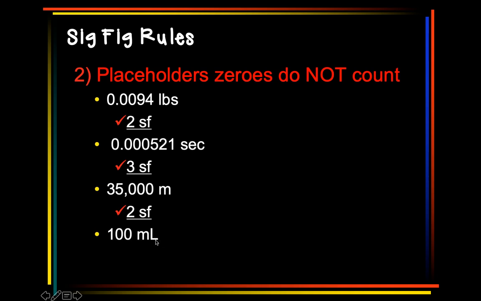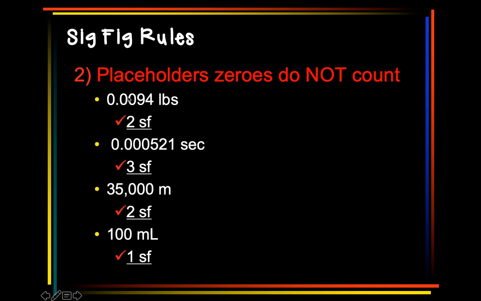One more, 100 milliliters. You're measuring out something for a lab. The amount of water is not super important, so approximately 100 milliliters. So if you measured out 99, that'd be okay. If you measured out 102, that'd be okay. So this is just one significant figure. These 2 zeros are placeholders. So placeholder zeros do not count.